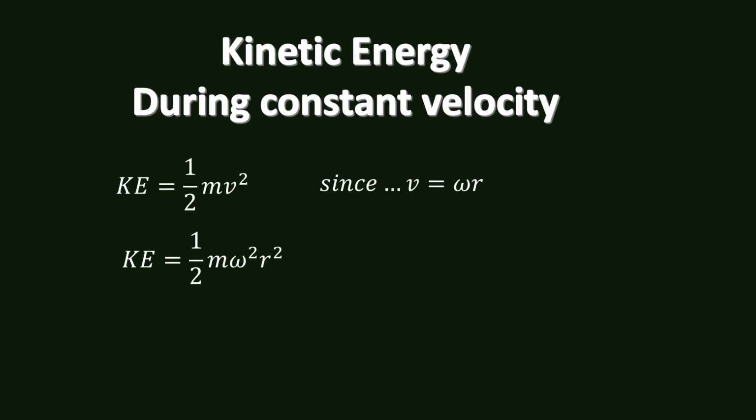Let's talk a little bit about kinetic energy, how that looks during constant velocity. Basically, we have to replace this v with omega r. Okay, and when we do, we get this equation. Sometimes this may come up in some problems, but this would be the equation to find kinetic energy. And we want to make sure that the omega is constant, angular velocity constant.